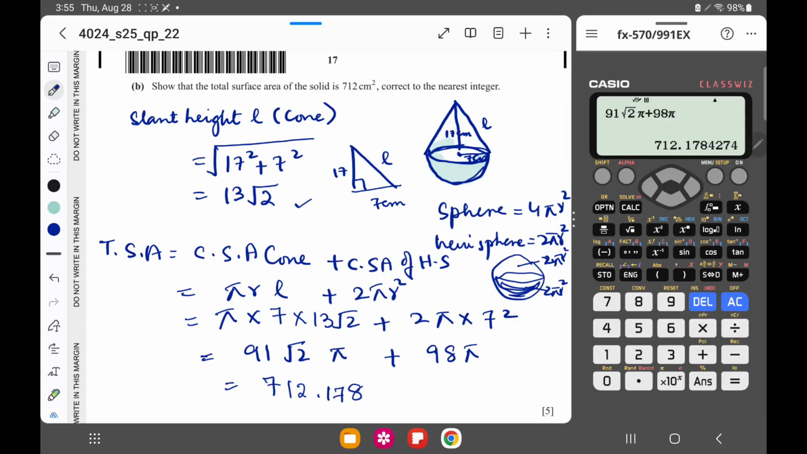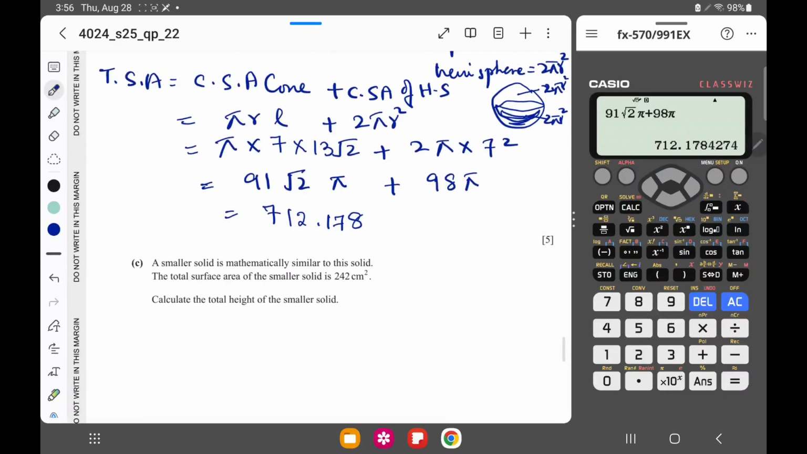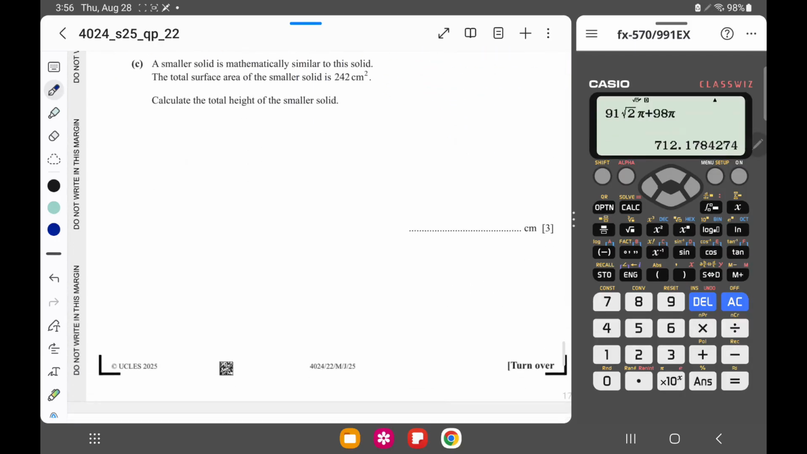712.178. Okay, so they ask us to write our answer to the nearest integer. It means the whole number, rounded off number. So that will become, this is a 5 marks question, 712 only. So 712 square centimeters, but in your marking scheme, the range is also given. But in the integer, you write down only 712. Okay. Now in part C.